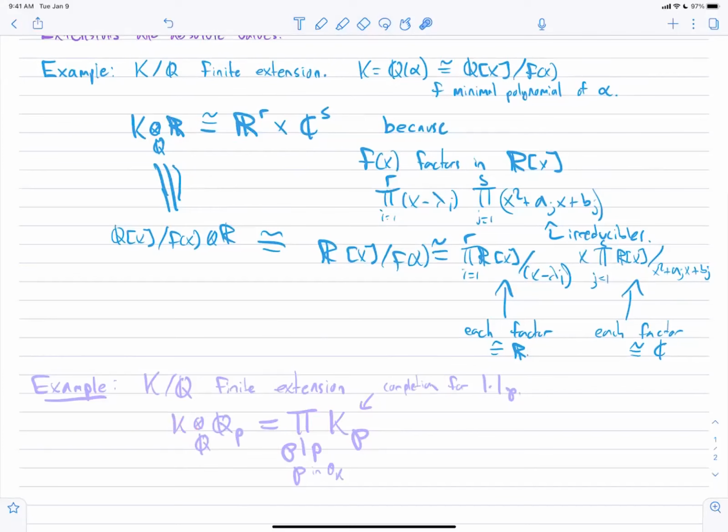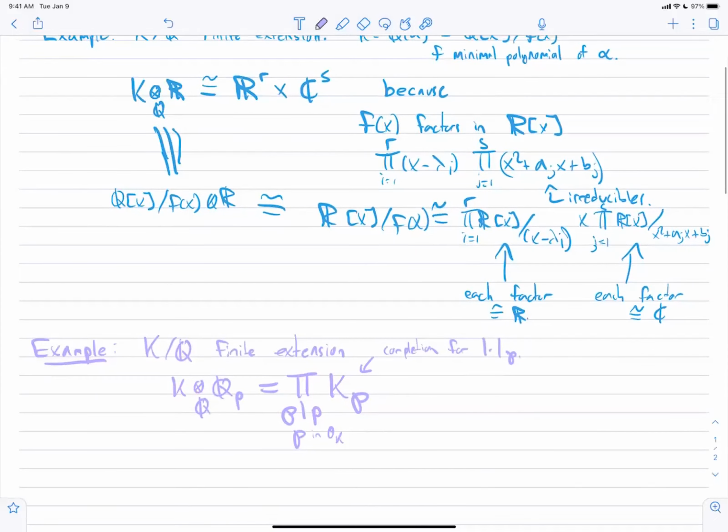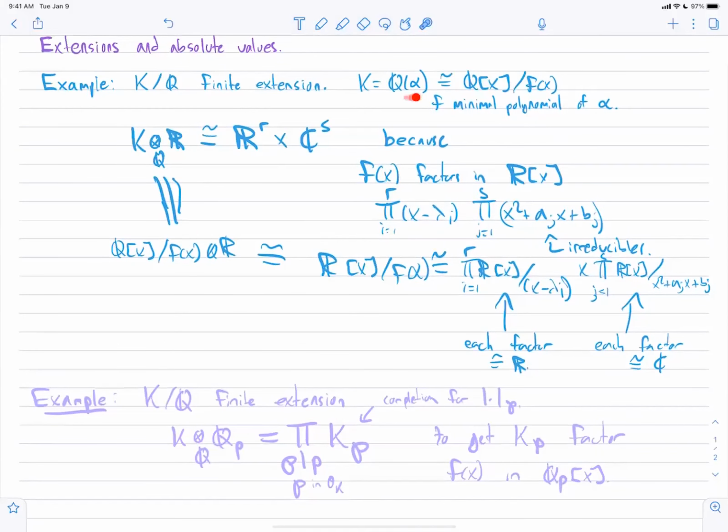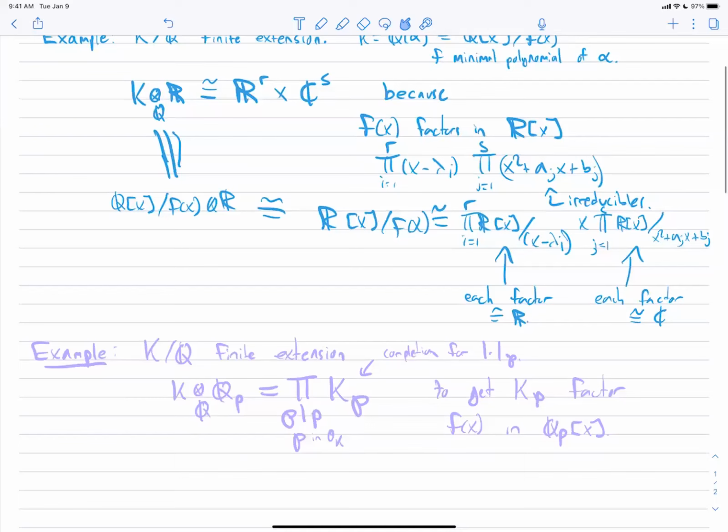Okay, so you'll get these extensions the same way. To get K_P, we're just going to factor f(x) in Q_p[x], where f is irreducible. Here f is the minimal polynomial of some primitive element. So f was irreducible over Q, but it might not be irreducible over Q_p, and each factor is going to give you some field extension. This is almost the same as what I've written here, except I'm identifying those field extensions with being completions at some prime.